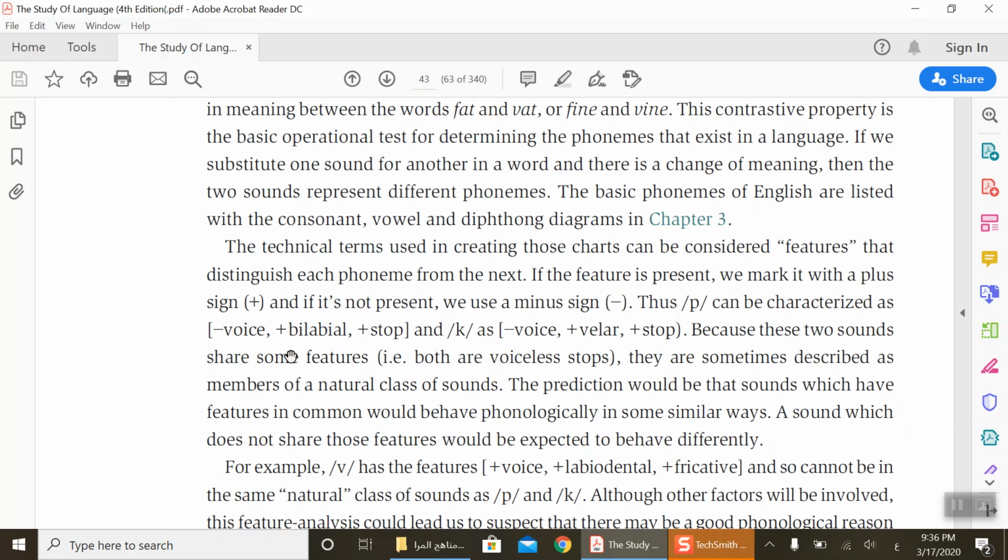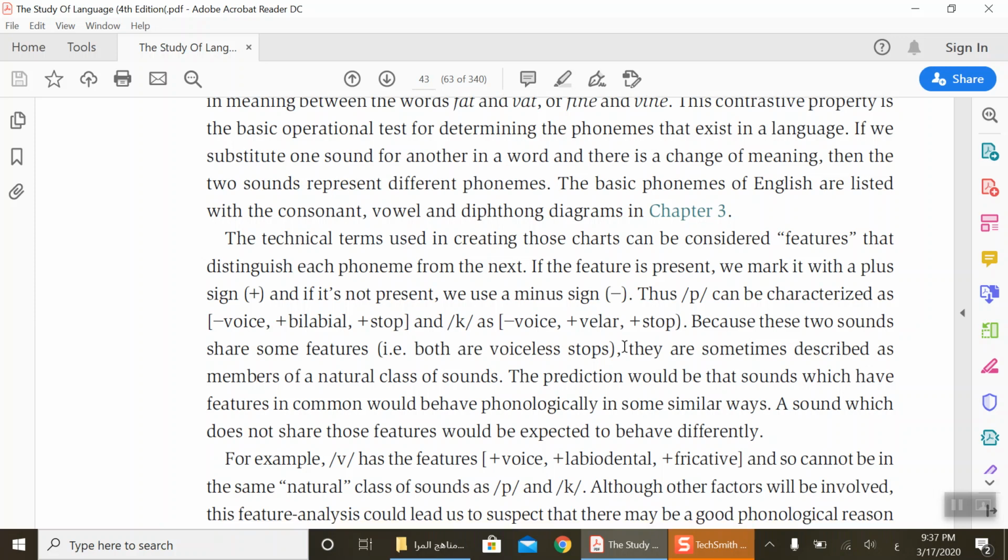For example, p is minus voice, it is voiceless, plus bilabial, plus stop. K is what? Minus voice, plus velar, plus stop, etc. Each phoneme has its own features, its own characteristics, its own properties. That's why we can make a difference between each one of them. So we can distinguish each phoneme from the others depending on the characteristics that each phoneme has.